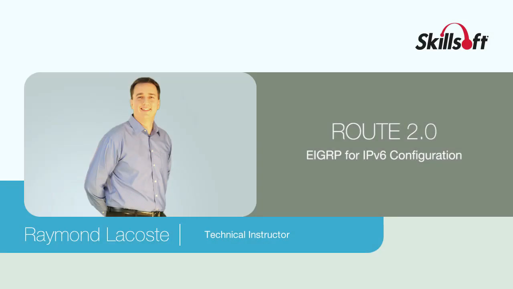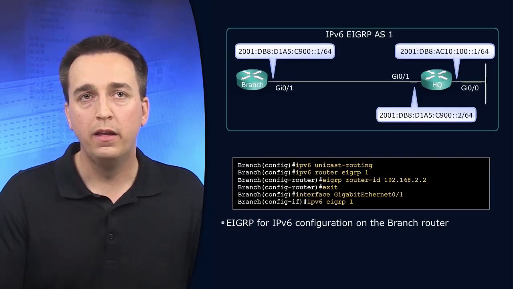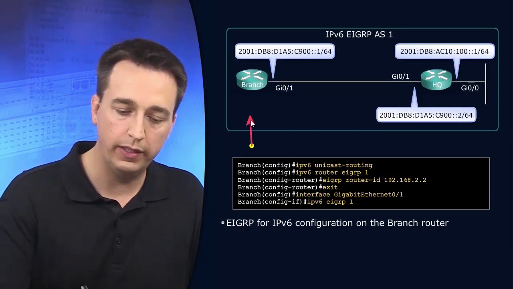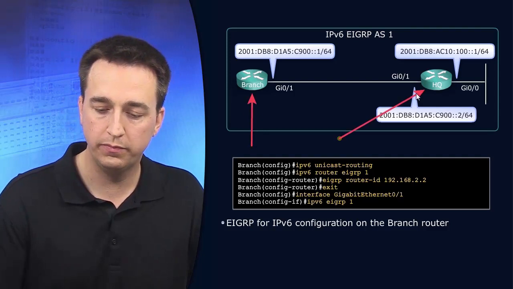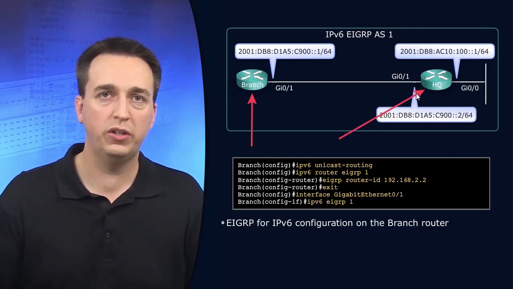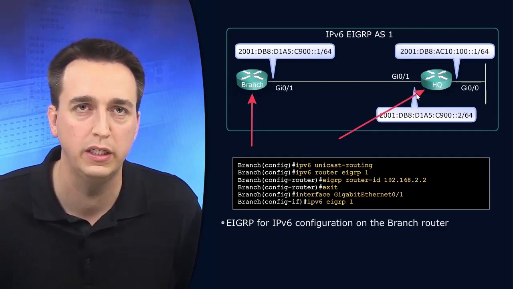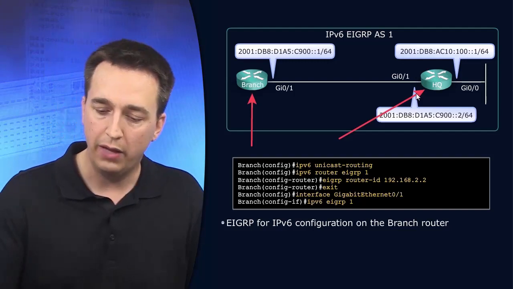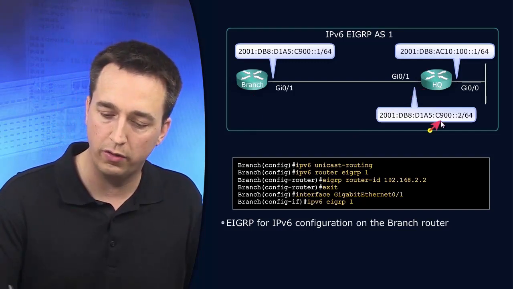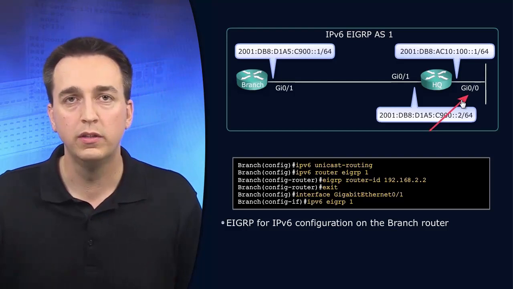So in this example, we have the branch router over here, and we have HQ over here. They're connected together with a gigabit link. They're both using gigabit 0/1 to connect to each other. And we have gigabit 0/0 over here off of HQ.